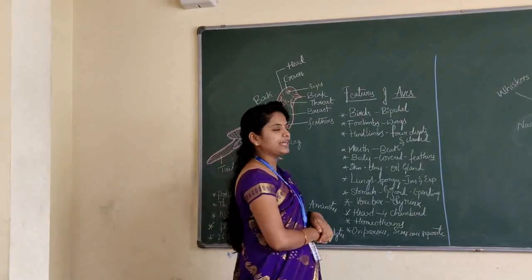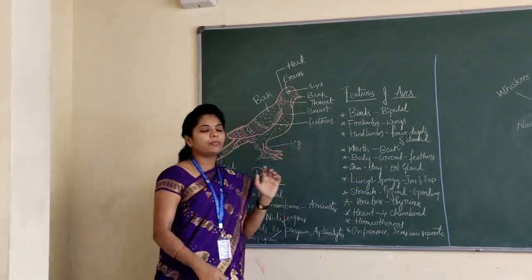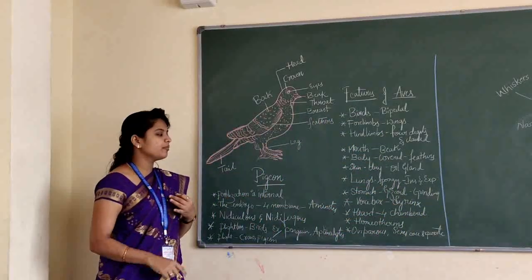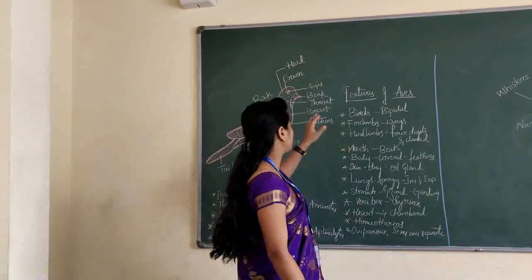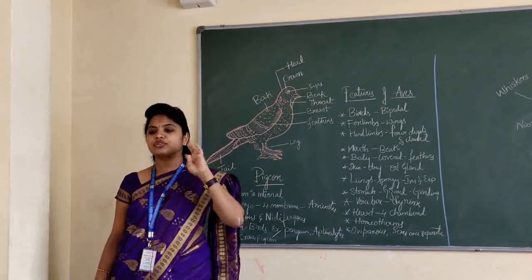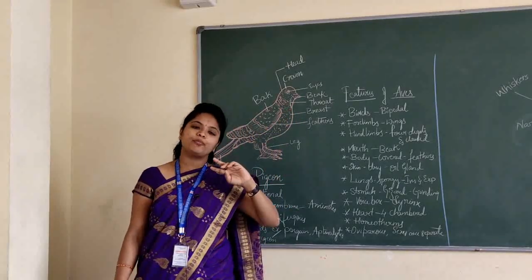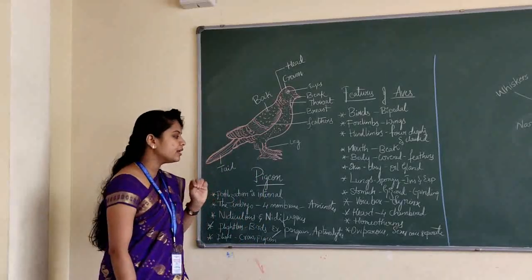When we come to the digestive system, the stomach consists of a gizzard. This gizzard mainly helps in grinding the food. Next, the voice box is called a syrinx. It comes below the beak. Next, the heart is 4-chambered. It means they have both auricles and ventricles: 2 auricles and 2 ventricles are present.